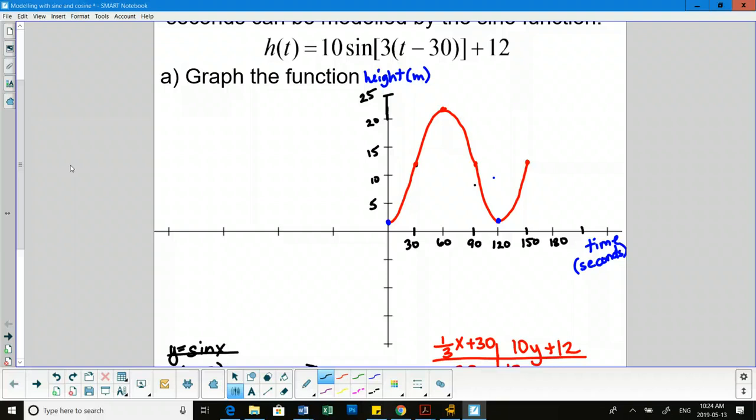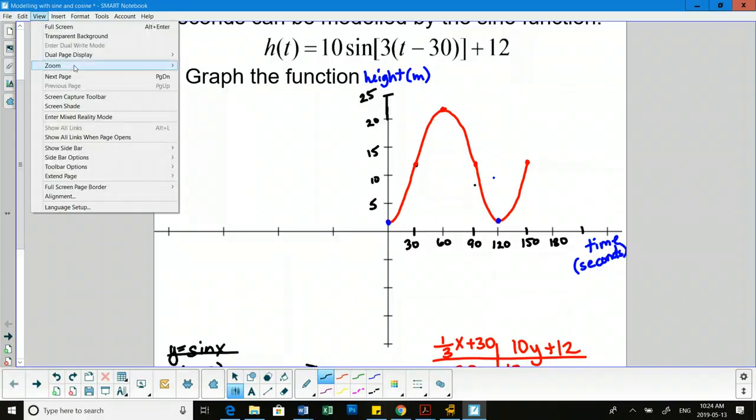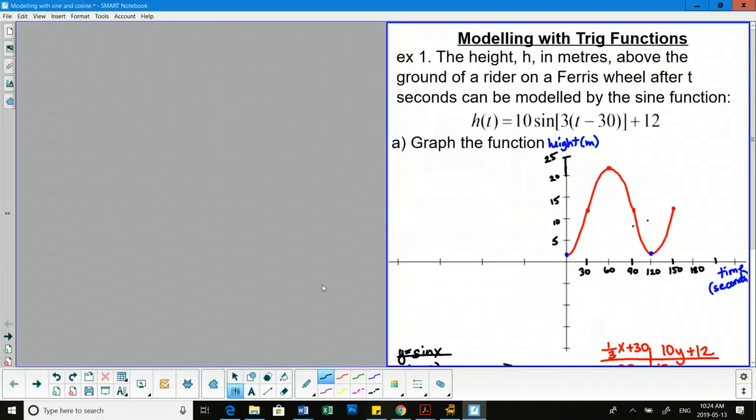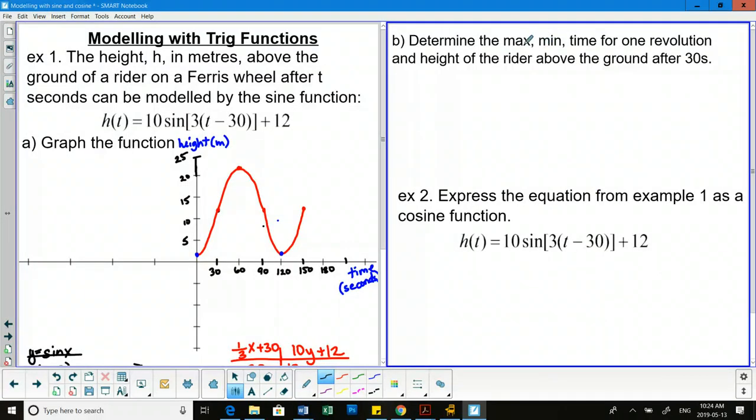Okay, so actually part B asks us to determine the max and the min, and also the time for 1 revolution and the height above the rider at 30 seconds. So I think we can just observe our graph to figure this out. Go on 2 pages here so we can see. Okay, so max and min. Where are my maxes and mins?